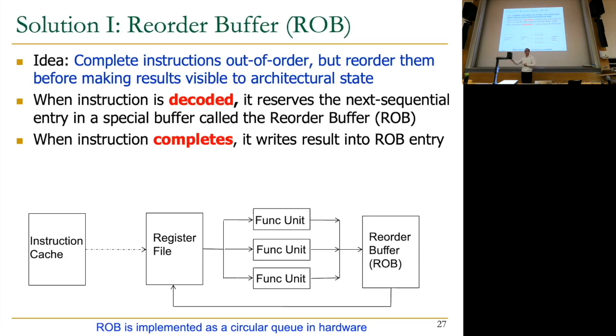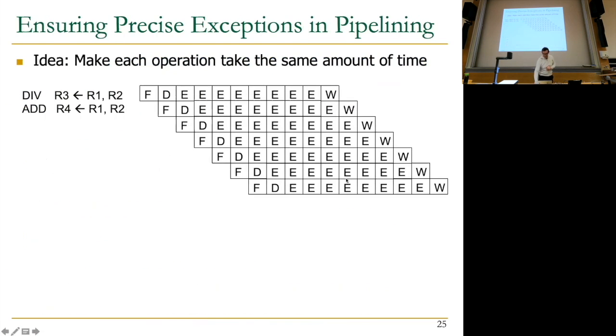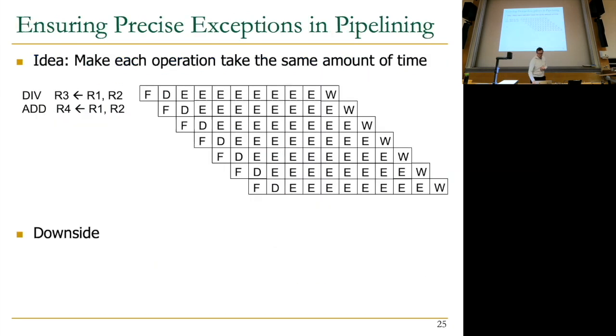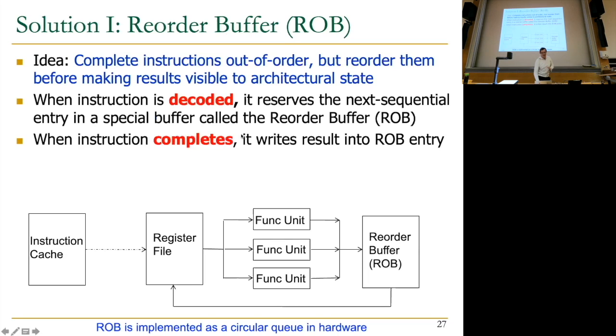This could happen out of order. Remember the earlier picture where we showed this instruction completes earlier than an older instruction. So this instruction can write its result into the reorder buffer earlier than an older instruction. But that's not a problem because the reorder buffer is not visible to the programmer. The reorder buffer is a purely microarchitectural construct. Okay? So that's the idea. When an instruction completes, it writes its result into the reorder buffer entry. It could be out of order.